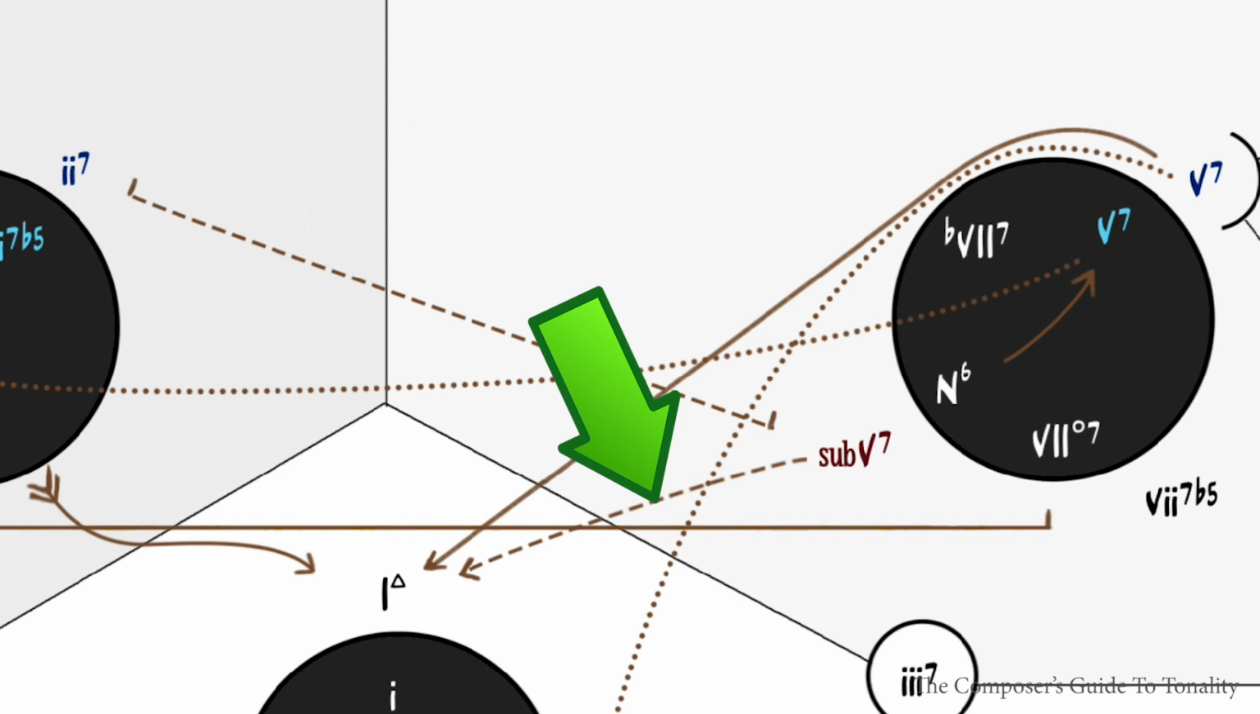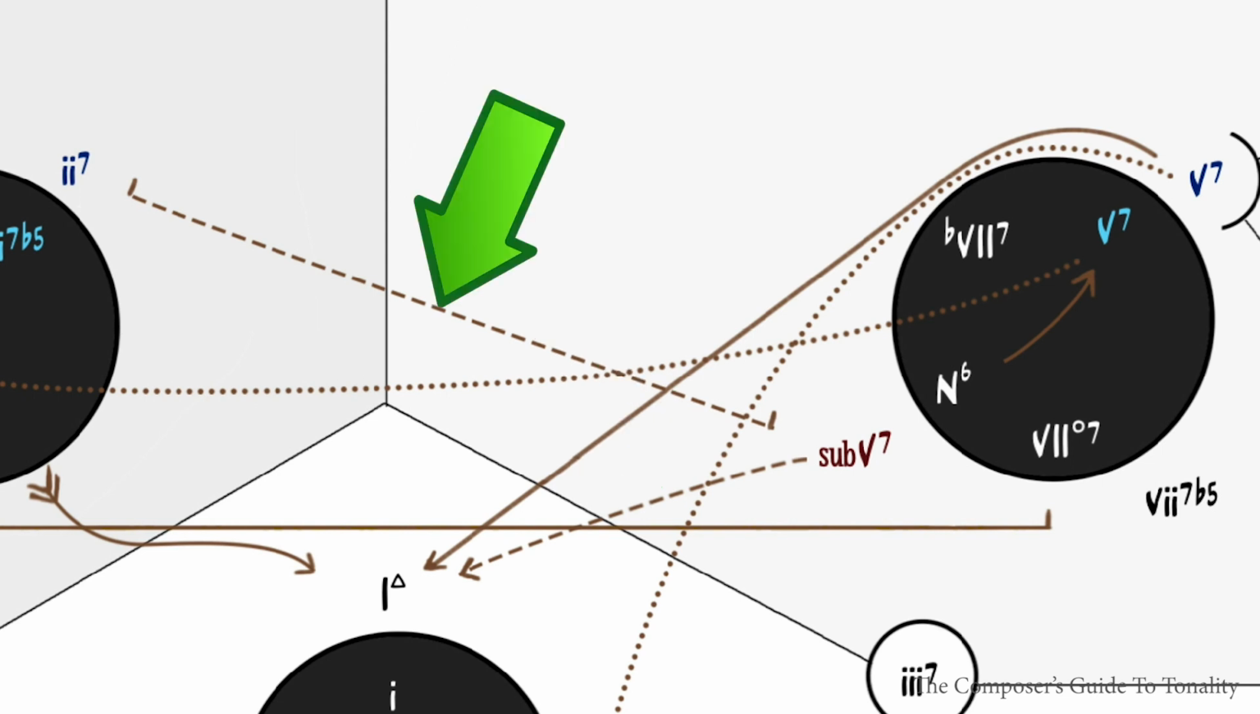This dashed arrow represents the expected resolution of the sub 5-7 to the 1, which replaces the authentic cadence when the sub 5-7 is substituting the 5-7. Also, this dashed bracket represents the 2 minor 7 sub 5-7 progression, replacing the solid bracket when a 2 minor 7 5-7 progression is replaced by the 2 minor 7 sub 5 progression.